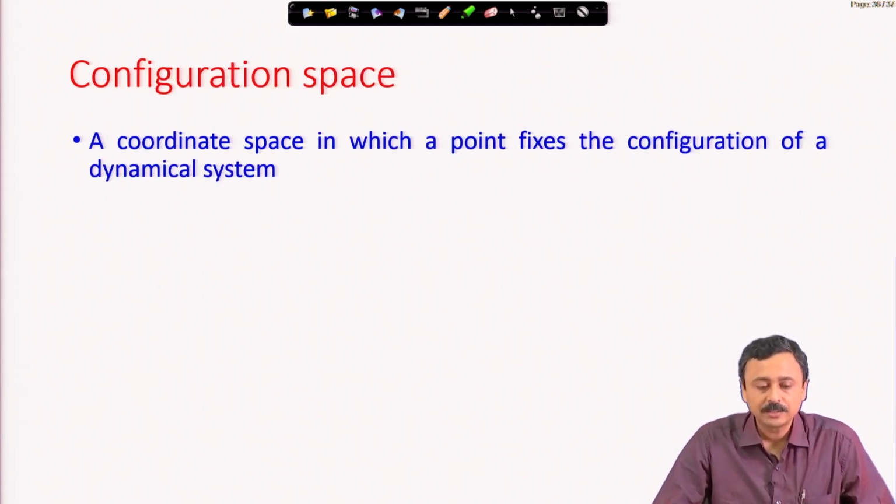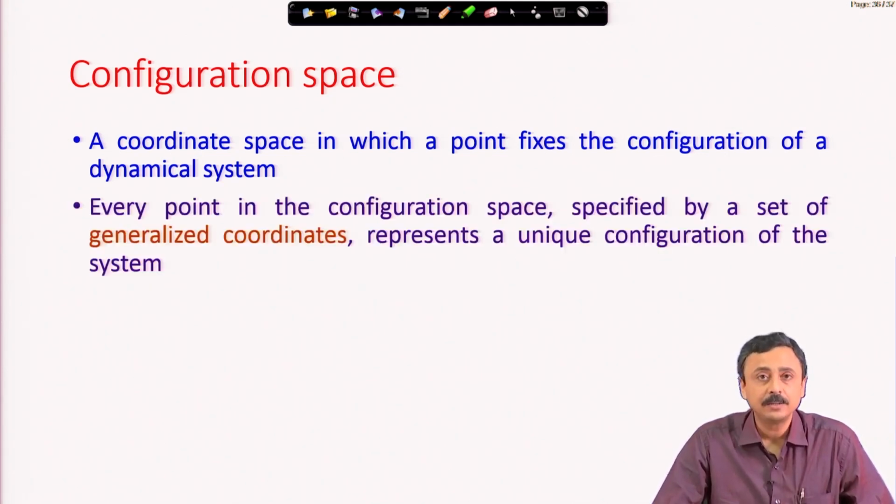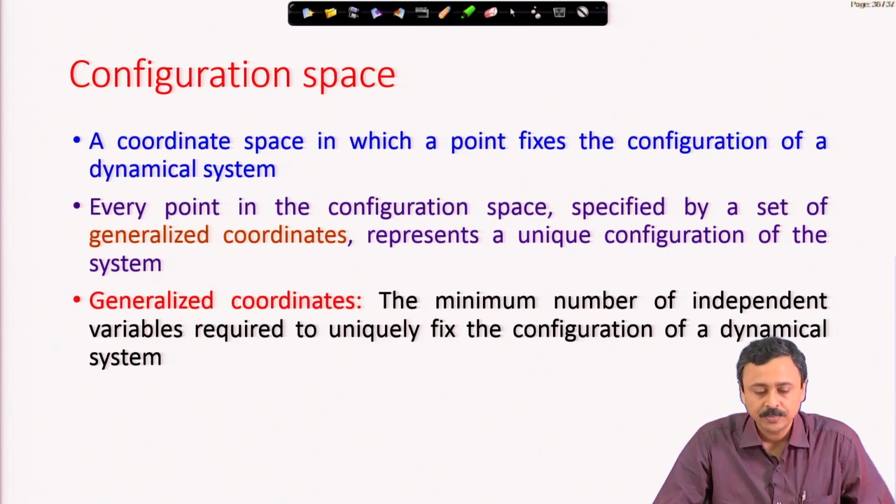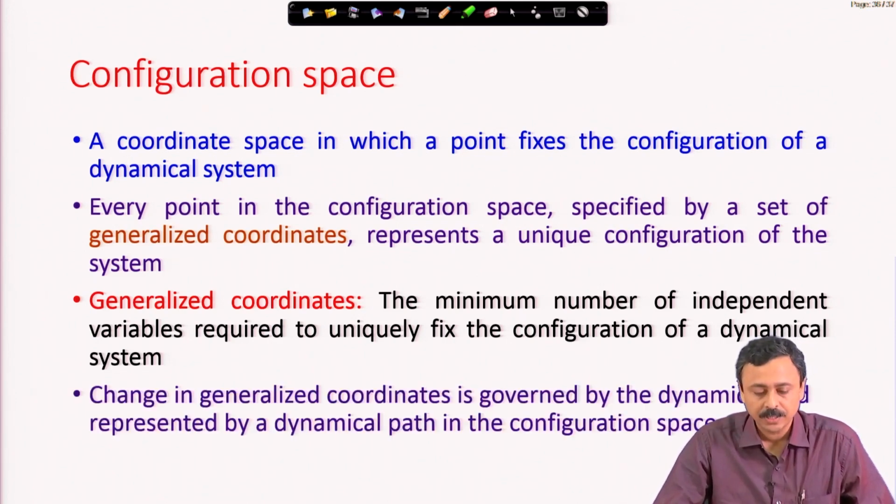Just to recapitulate, the configuration space is the space in which a single point fixes the configuration of a dynamical system, and the coordinates that are used in the configuration space are known as the generalized coordinates. And the definition of generalized coordinates, very important: the minimum number of independent variables that are required to fix the configuration of a dynamical system, and in which space? In the configuration space. A change in the generalized coordinates indicates dynamical paths.